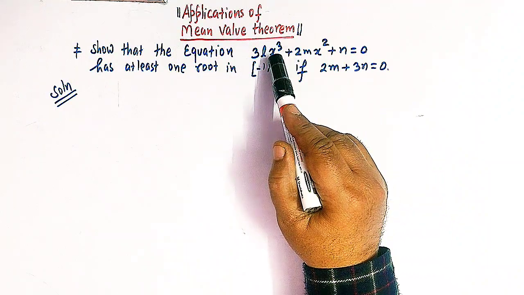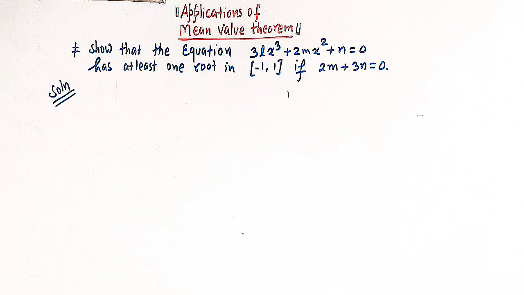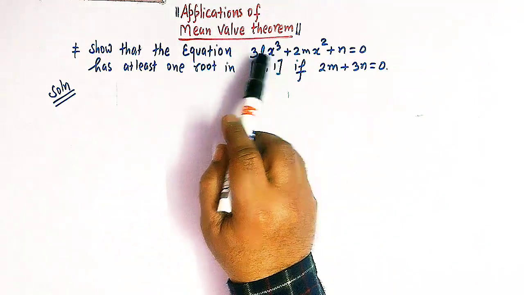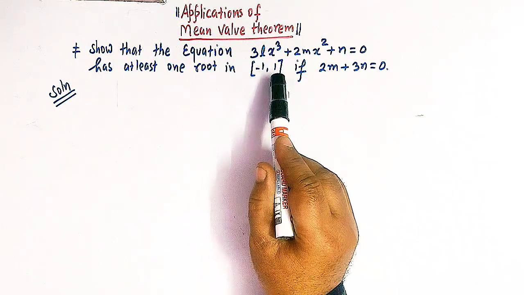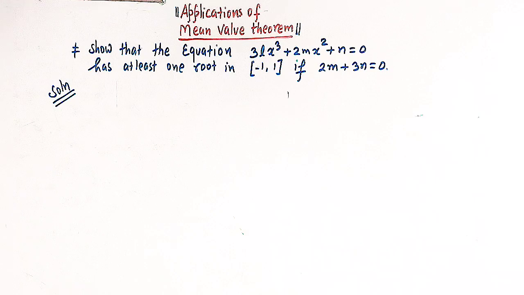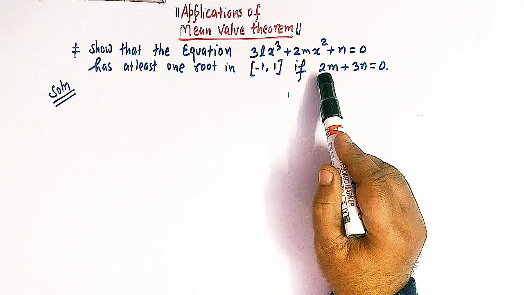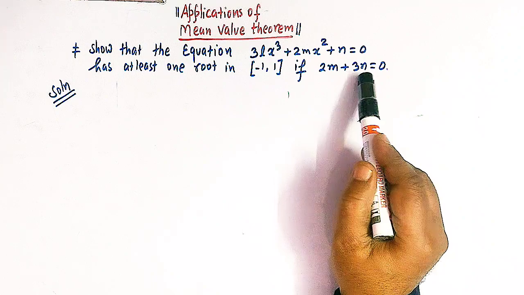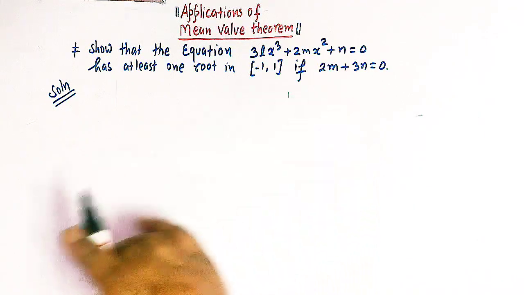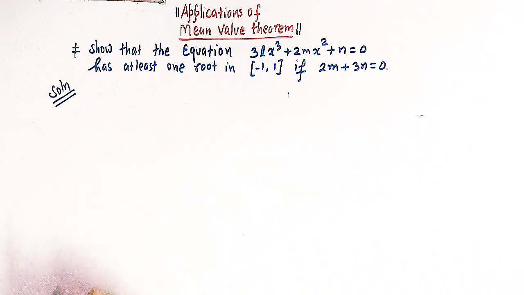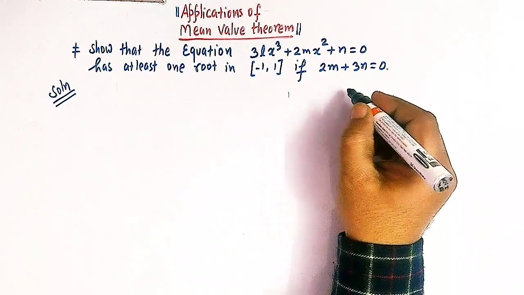We have a cubic equation, and we know that a cubic equation has three roots. Out of these three roots, this equation has at least one root lying in the interval minus 1 comma 1, provided the sum of these two quantities, that is twice of m plus thrice of n, is equal to 0. We'll tackle this problem with the help of Rolle's theorem. So let us quickly see the statement of Rolle's theorem.